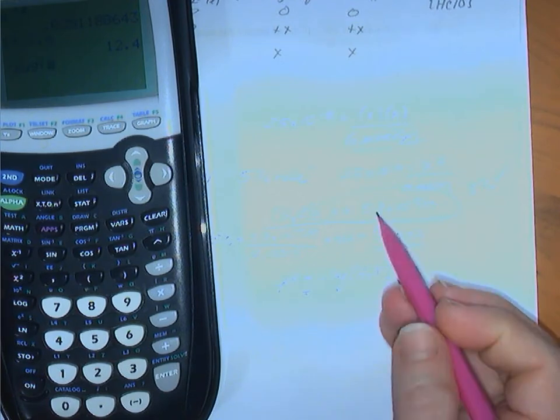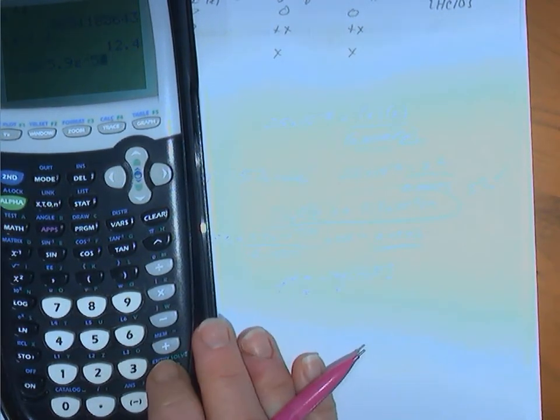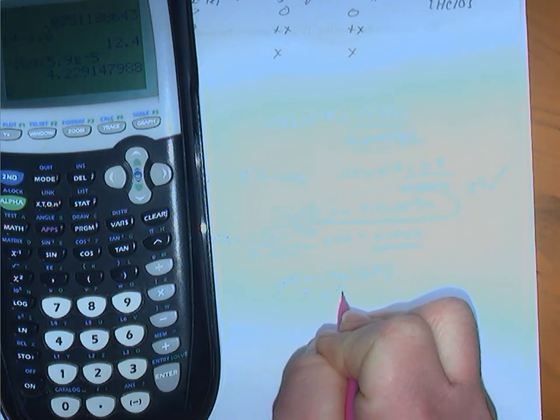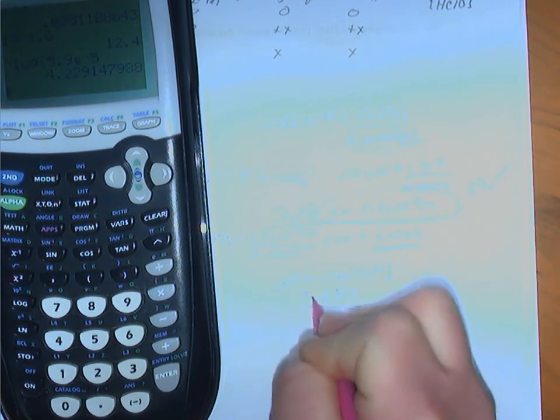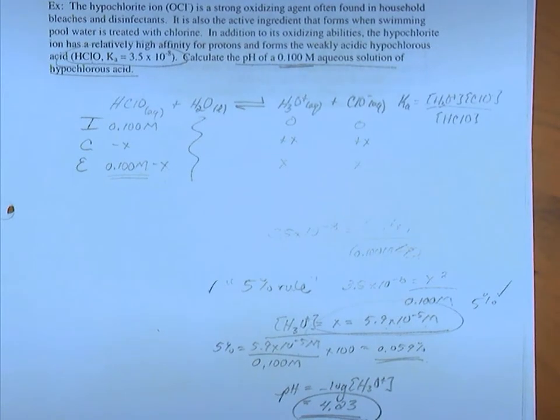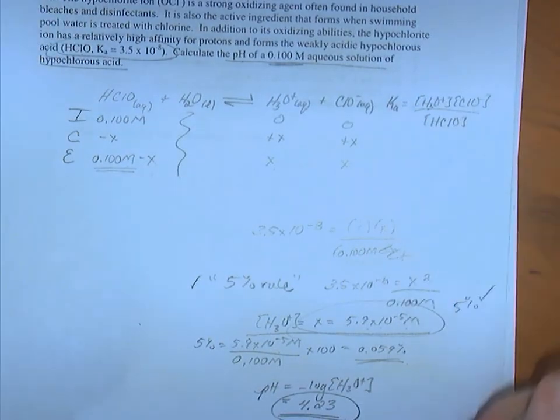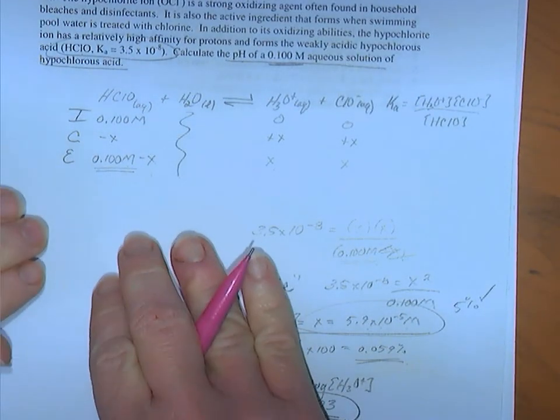So if you take the negative log of what you just found, 5.9 times 10 to the minus 5th, remember that we want to increase sig figs by 1 when we do a logarithm. So the pH of this solution will be 4.23. And that is our final answer. So if we take a look, that introduces the 5% rule, how we would approach it if you're just given an acidic solution.